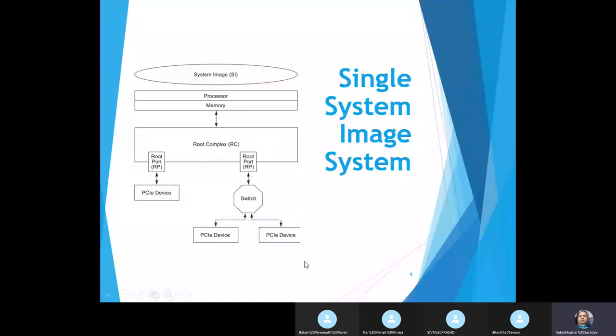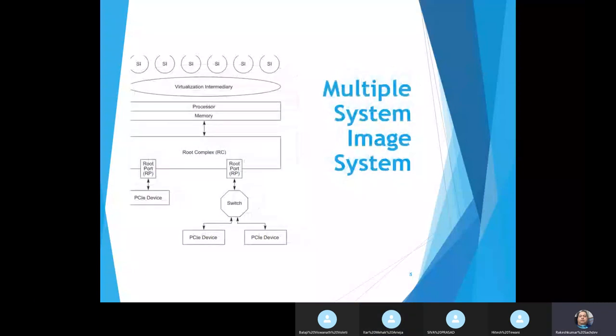Now let's go to the complex system. Does anyone have any question here about this system first of all? No, Rakesh. Okay, let's go to the more complex system.